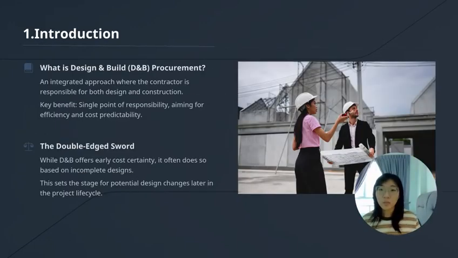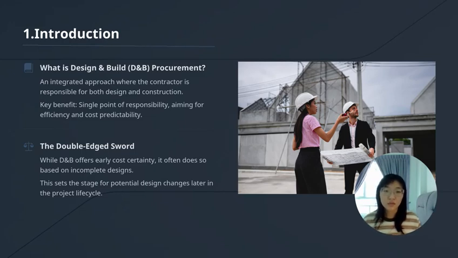The topic is important because D&B is widely used to achieve fast delivery and a single point of responsibility, and it is often assumed to provide better cost certainty. However, in practice, D&B projects frequently experience design changes after the contract is signed, and these changes can trigger rework, dispute, and additional cost. First, let's understand what design and build procurement is.